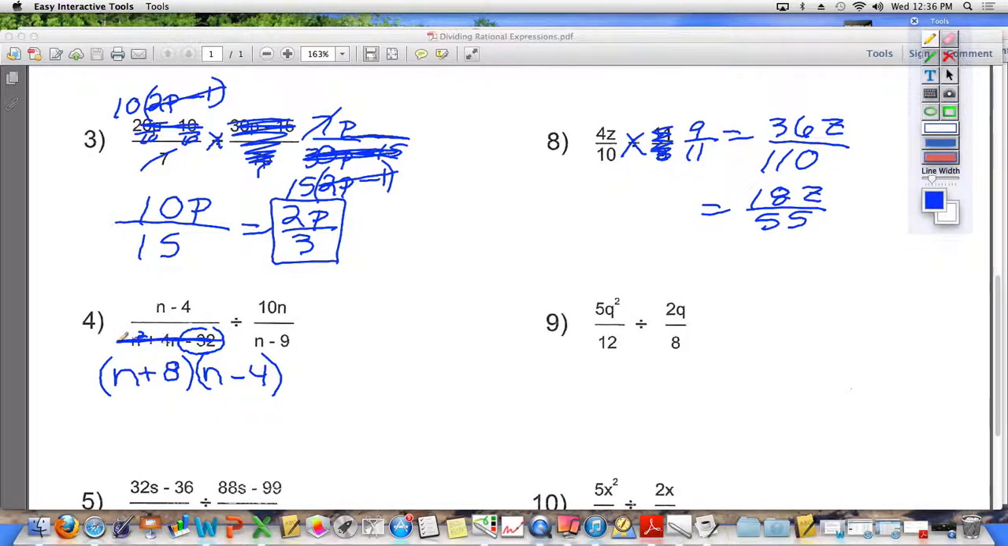Can I cross that off? Whoops, I forgot to change that to a times sign. Change it to a times. And then I'm going to have n minus 9 on the top. I'm going to have 10n on the bottom. I'm going to cross it off.